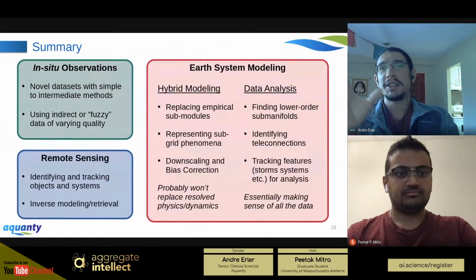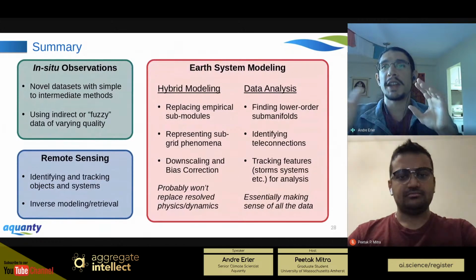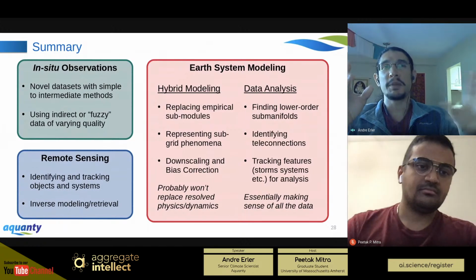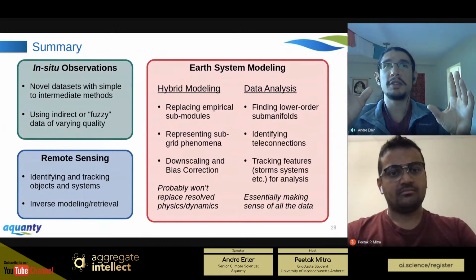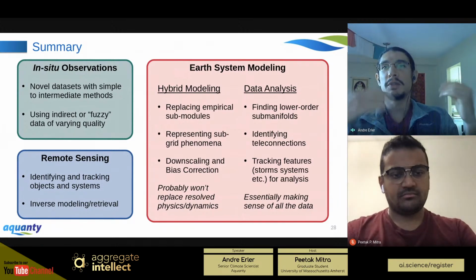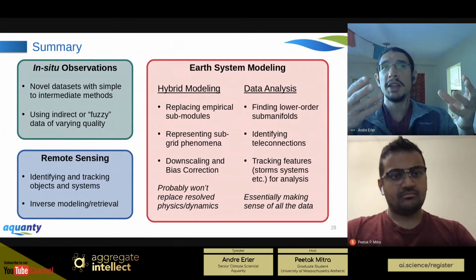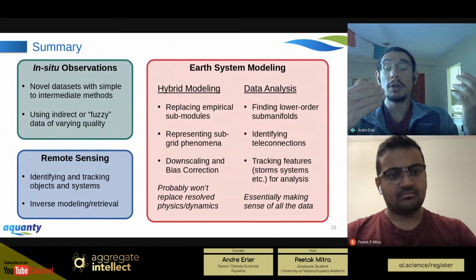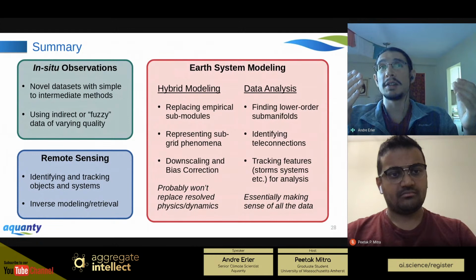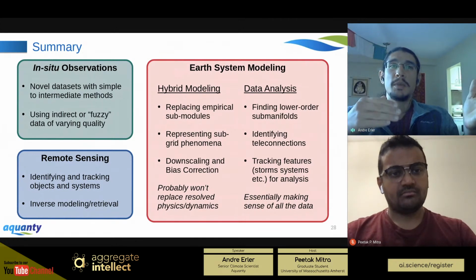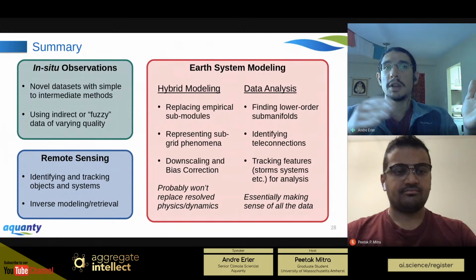So this is sort of looking at the same thing, just from a different angle and slicing it a little bit differently. So where do I see the main challenges or opportunities? With in situ observations, usually there's not enough data available to really do sophisticated machine learning. Really, what we need to figure out here is how to use all the low quality data, or how to find new data sets where we can use machine learning. This is the challenge there. With remote sensing, it's mostly object tracking and inverse modeling.